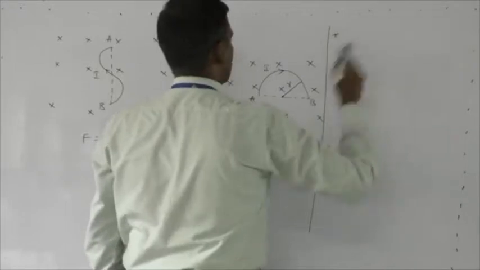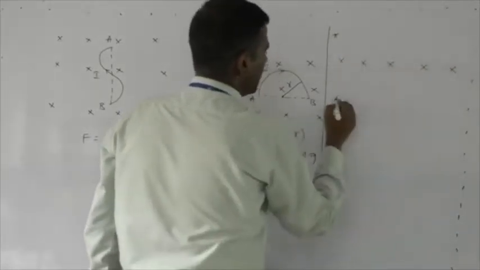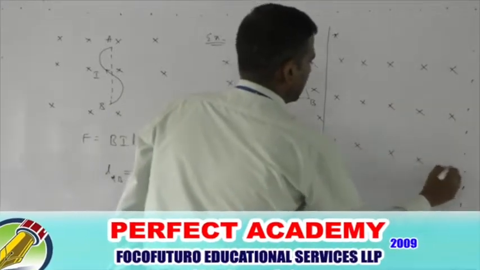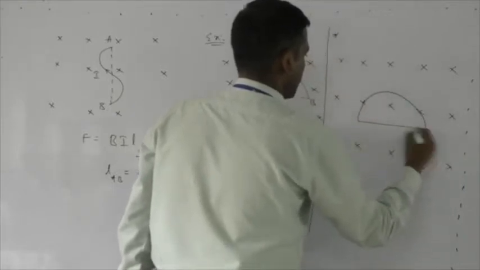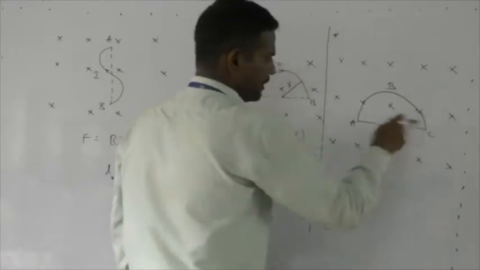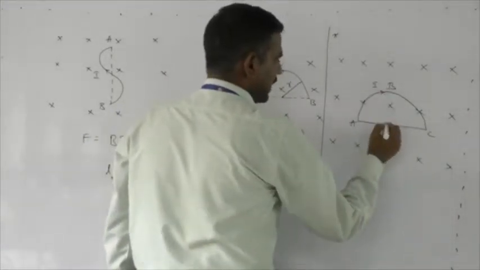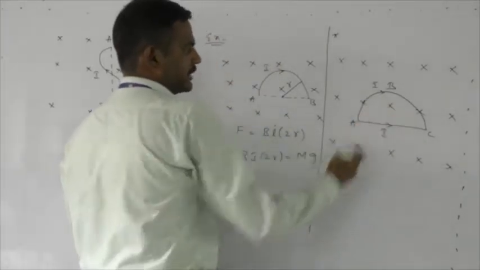Here, let us suppose there is a uniform magnetic field, and within it one conductor which is in the shape like this, and let me call it ABC, and this is AC. Both are carrying the same currents, I and I only. Like this, it is carrying the current. Now, what is the force acting on it?